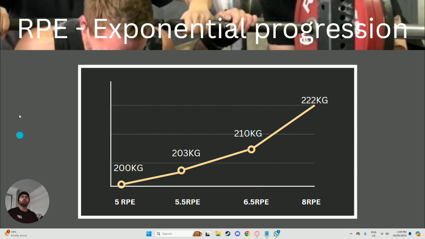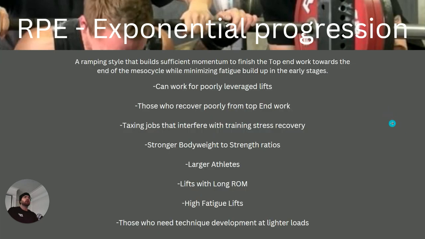Now, who is this used for? Why would we do this? Here's why. A ramping style, an exponential progression, can build sufficient momentum in the early stages of a program so that we can then pop up towards the end and finish with those heavy exposures, those harder sets at the end of a program. What we need to do is build enough momentum early on, but the cool thing is because it starts slow, we manage the fatigue built up in the early stages of the program, making sure you're not too fatigued for those last hard, heavier weeks of the program that we're running.